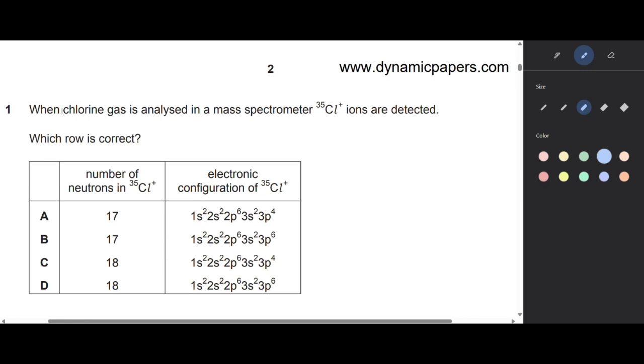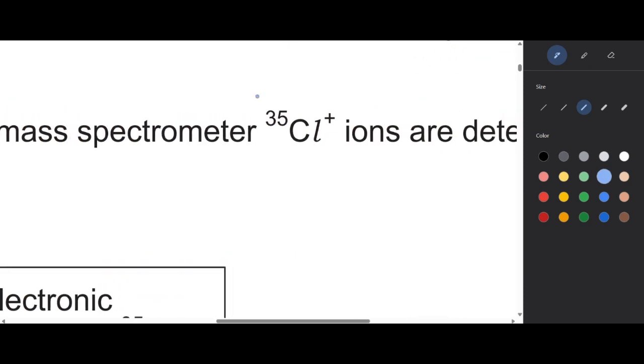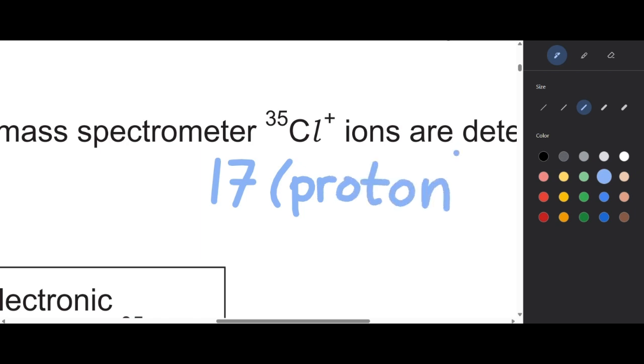Which row is correct? From this question, we know that this is chlorine gas, and this type of question requires us to eliminate options. So let's start. First, we know this is chlorine, which has the atomic number 17, which is the proton number of chlorine.